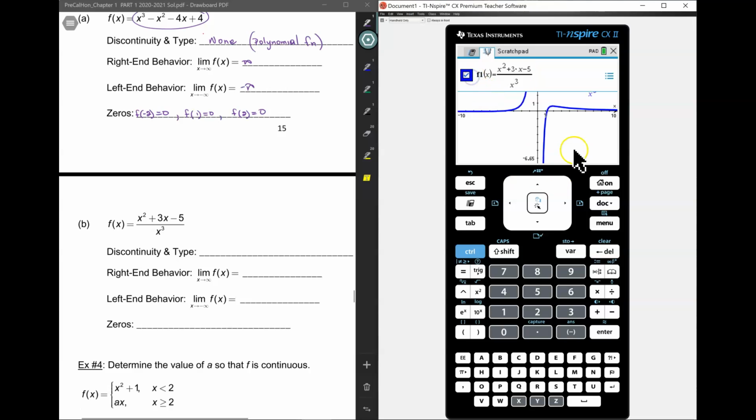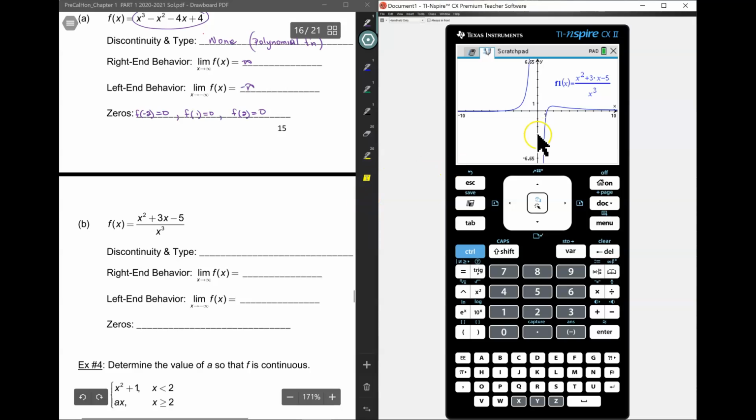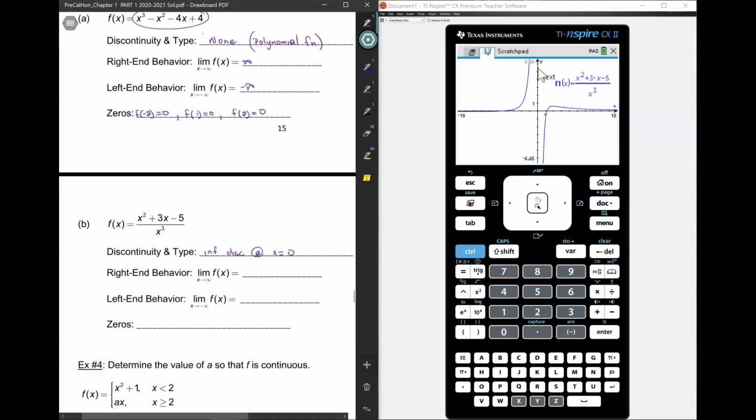For the next one, I actually have it here. When I graph, that's what it looks like. First of all, discontinuity. There is a major discontinuity, it looks like, at x equals 0, right? So I say infinite discontinuity at x equals 0. Limits. As you go to the far right, it's leveling off at 0. So the limit is 0. Far left, it's also leveling off at 0.